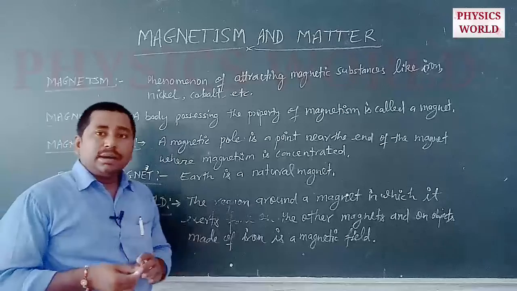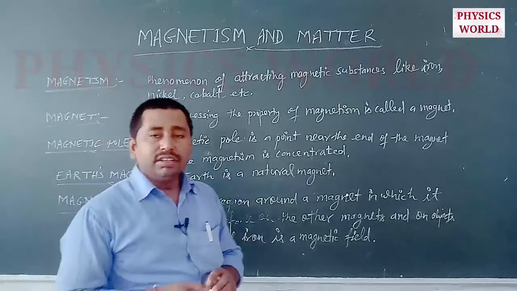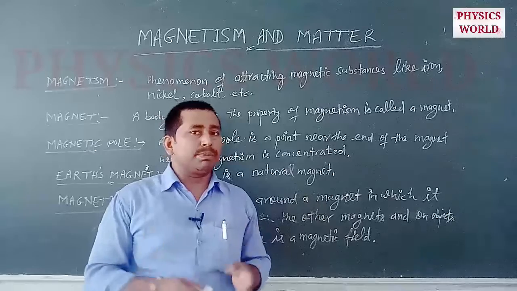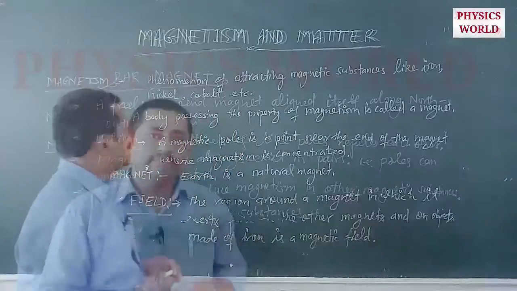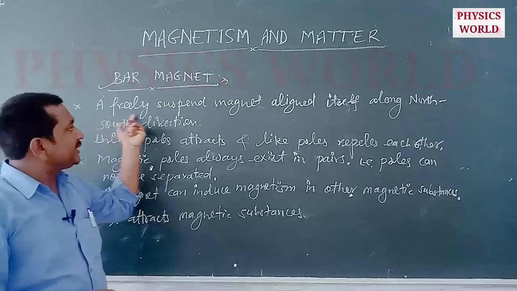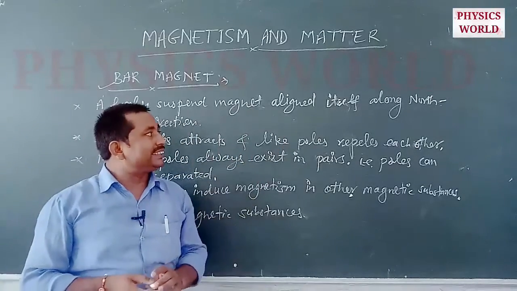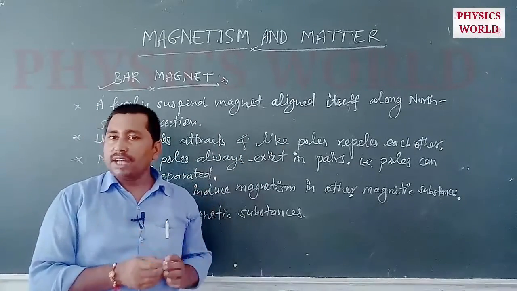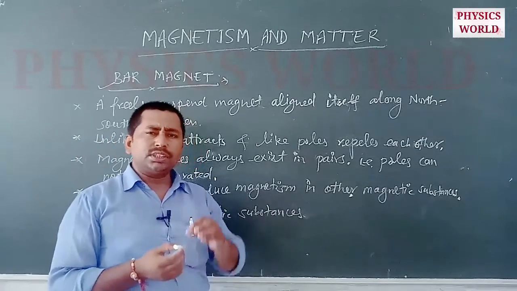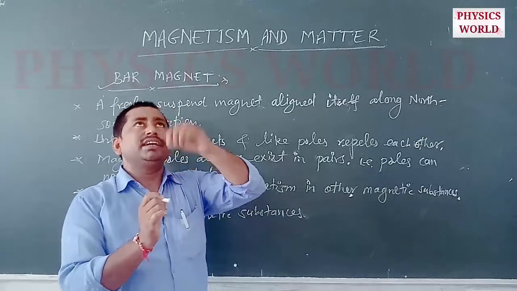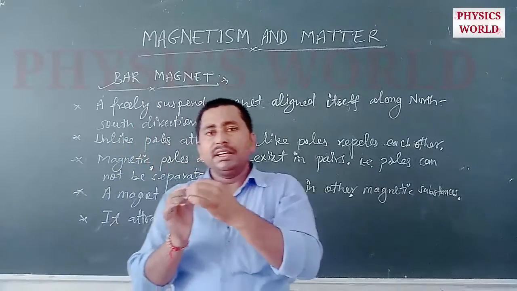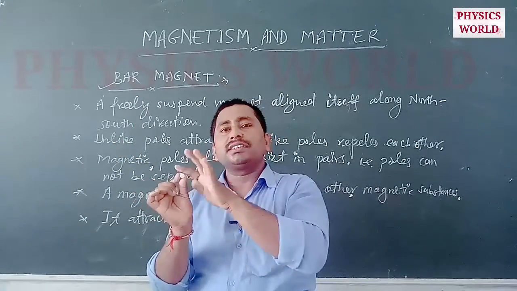Now let us come to our topic, that is the bar magnet. What is a bar magnet and what are the basic properties of a bar magnet? Let us see. A freely suspended bar magnet aligns itself along the north-south direction. Suppose you have a bar magnet and you suspend it freely by a massless thread at its center of mass, then it always aligns in the north-south direction.